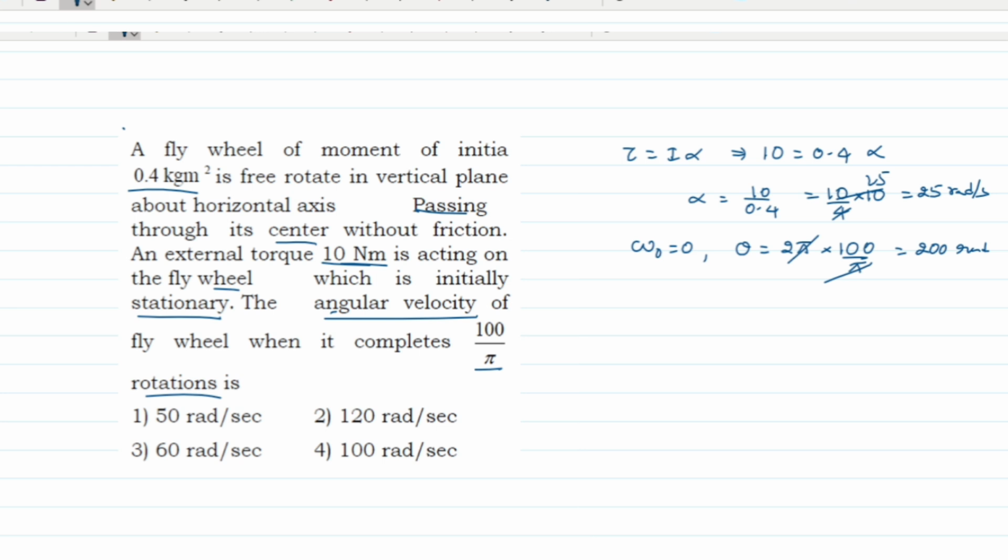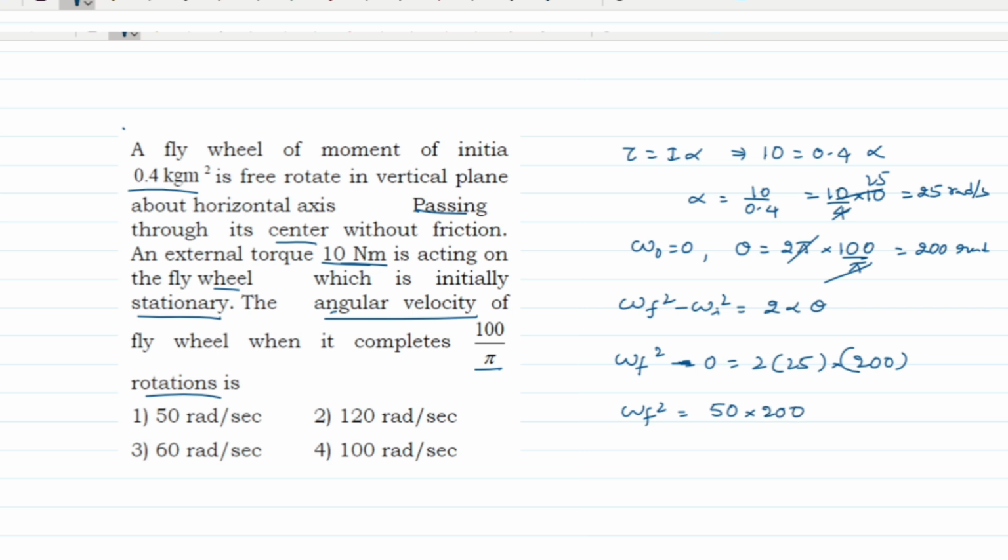Then angular velocity doesn't mean final angular velocity they are asking. Omega final whole square minus omega initial whole square will be equal to 2 into alpha into theta. Omega final whole square will be equal to, here omega initial is 0, 2 into alpha value we have calculated as 25, and theta value is 200. Let us simplify this: omega final whole square will be equal to 2 into 25, which is 50, into 200.